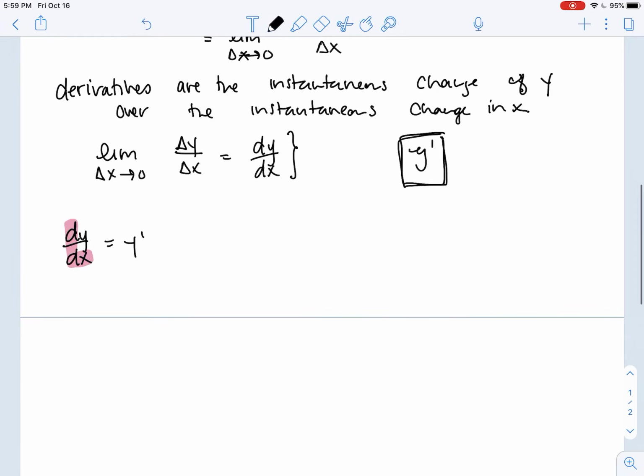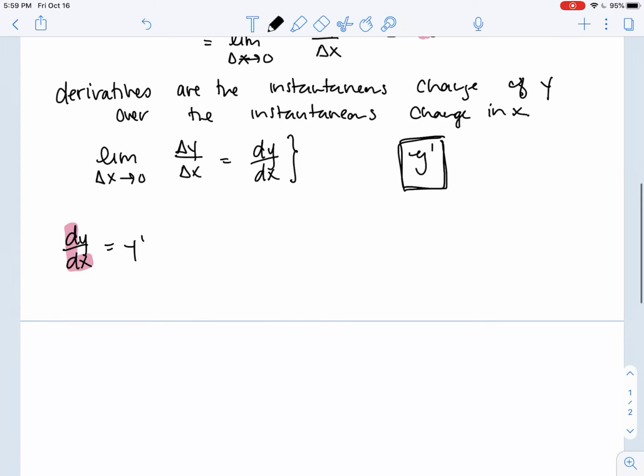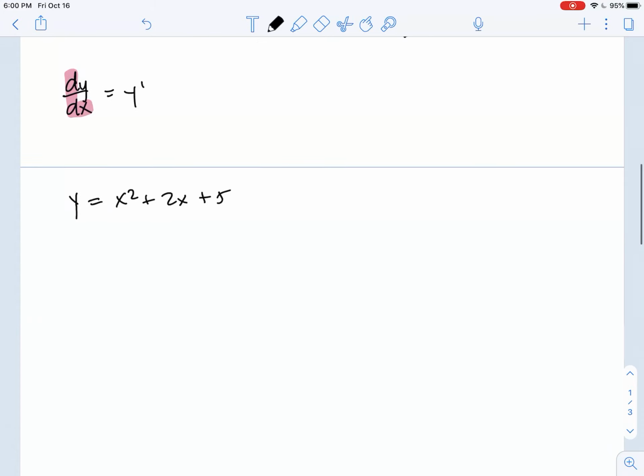So we can apply this to any function, whether it's a function in y, or a function in f, or a function in g, or whatever, and it's telling me to find the derivative with respect to x. So I tell you this because let's say I have y equals x squared plus 2x plus 5, okay?